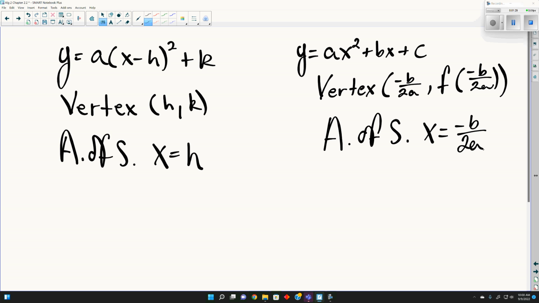Do we have to memorize all these formulas? It's good to have a familiarity with them. But any of these formulas we can rewrite as another. Because really, vertex form, if we multiply out the x minus h squared, multiply it by itself and simplify, we actually get it into standard form.